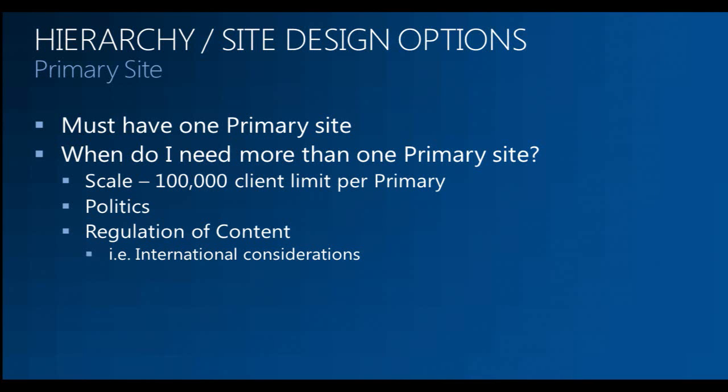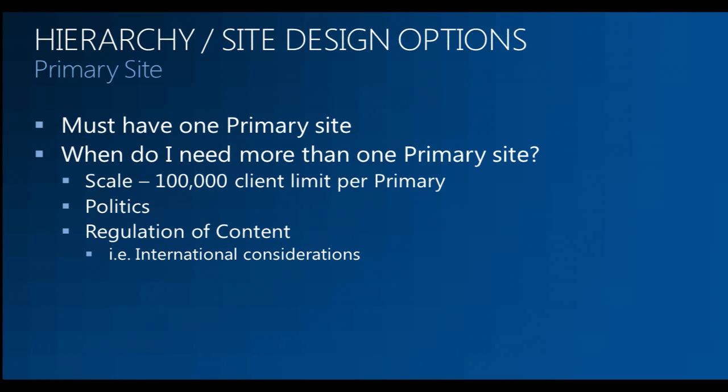Politics. I've already mentioned politics before. If you got political problems, I can only help you so much. Solve the politics. If you have an issue around regulation of content, i.e. you have international site considerations, there's some countries where you have to have an administrator in that country that has control over all the data going out or management of the systems in that country. That may be a technical requirement around regulation of content that would require a second primary site, even if you're under 100,000.